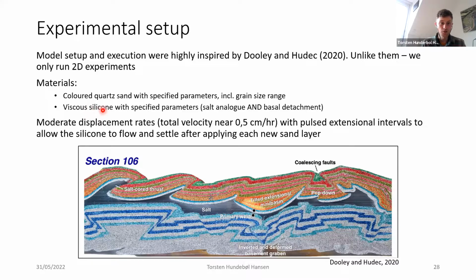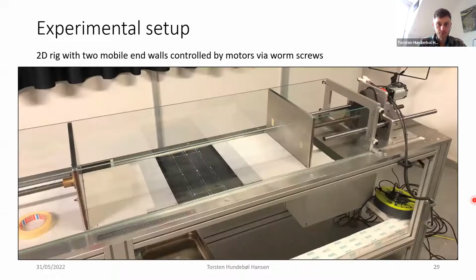Because we're using viscous silicone, we need to use moderate displacement rates. For a model the size we have, we're using around 0.5 centimeter of extension or shortening per hour with pulsed extensional intervals, where we give the silicone time to flow and settle after we apply a new layer of sand, because then you'll have pressure gradients, and the silicone needs time to adjust to that. So we can have some nice salt structures.